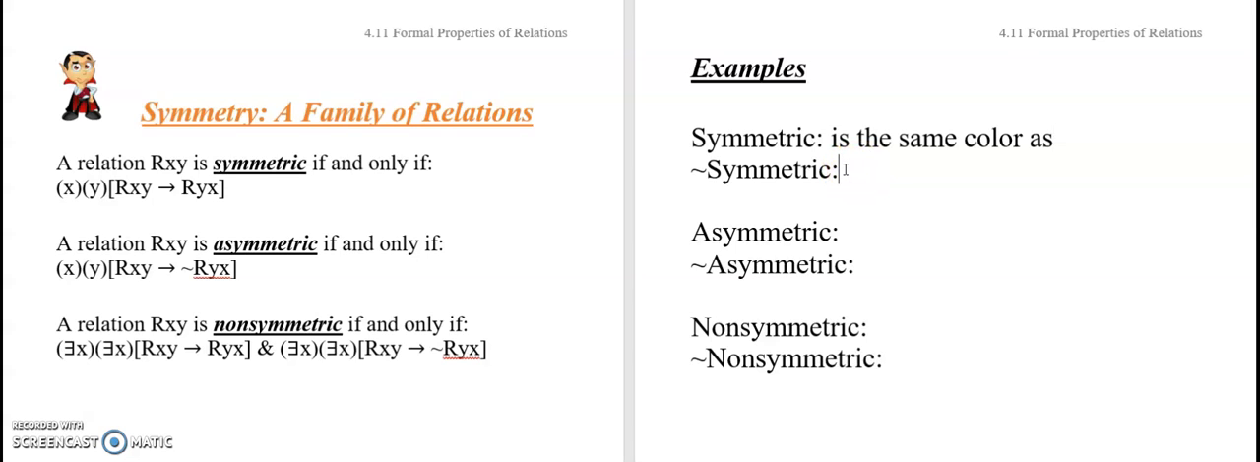Can you think of an example of a relation which is not symmetric? Sure, is taller than. Let's just take that as an ordinary relation, right? So notice that if x is taller than y, it does not follow that y is taller than x, and therefore is taller than is not a symmetric relation. It does not have this formal property, okay? Go ahead and try asymmetry right now. Can you give an example of an asymmetric relation, and an example of a relation which is not asymmetric?